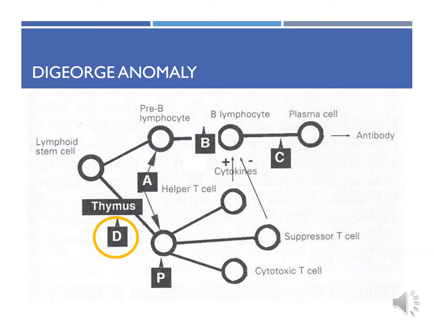So here's our handy dandy chart. D represents DiGeorge anomaly, so obviously this is at the thymus region and it's going to affect the whole line of T cells.